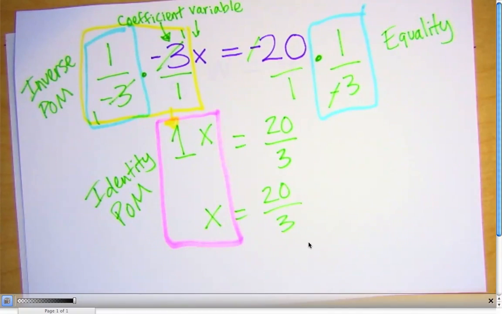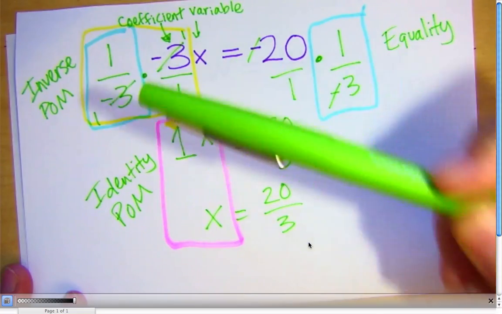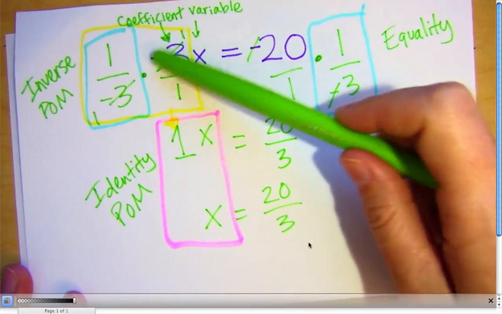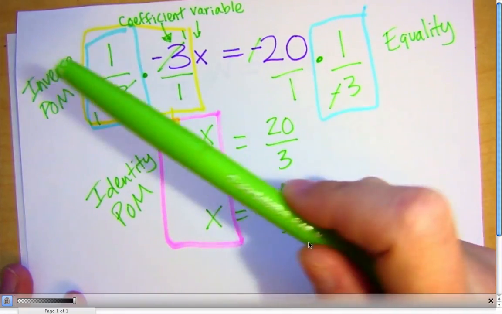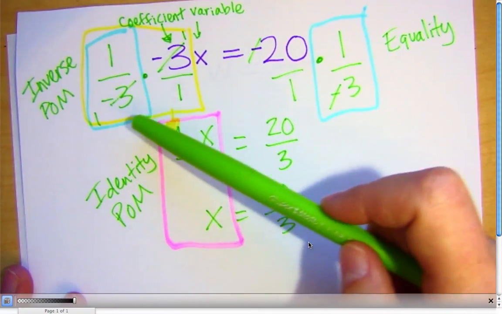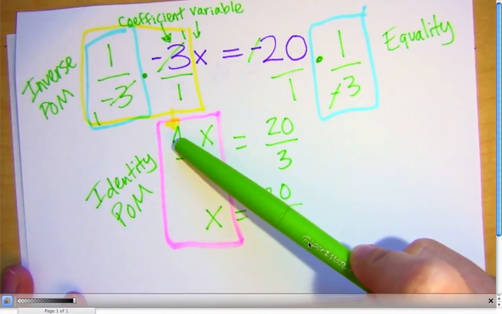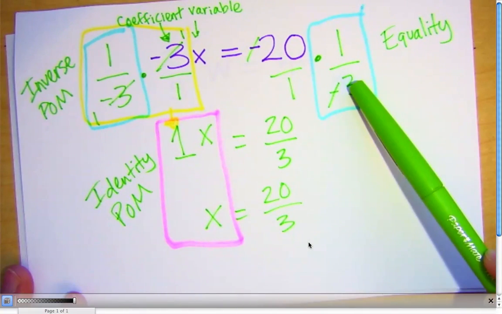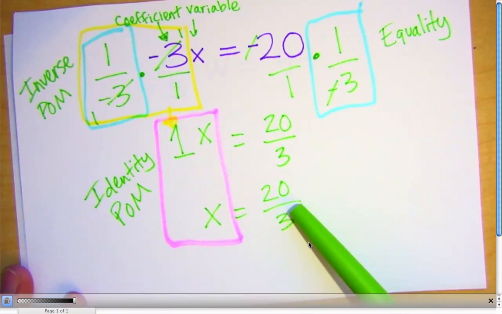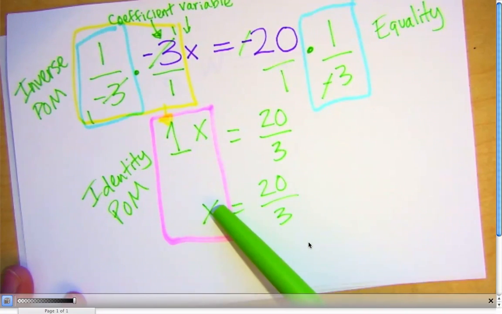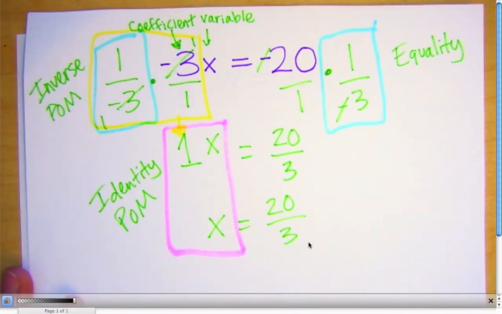So to go through our steps, we need to isolate our variable, which means our coefficient needs to become 1. To make our coefficient 1, we multiply it by its reciprocal. For -3 over 1, the reciprocal is 1 over -3. The reason we chose the reciprocal is because the inverse property says that will equal 1, our goal. We have to do the same thing to both sides, the equality property, figure out what that equals, and that is our x, because 1x is the same thing as just x. We've isolated our variable. That's the identity property of multiplication.